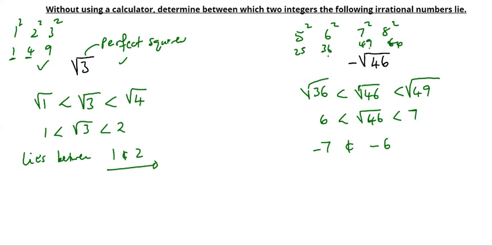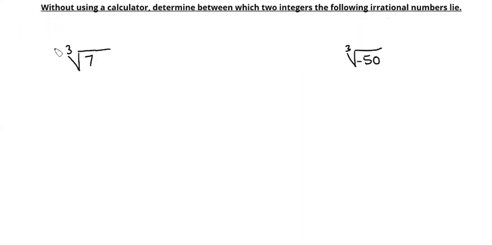So let's go on to the cubes. With cubes, we're going to do the same again. We need to get perfect cubes close to 7. How would we get that? We're going to start here: 1 cubed is 1, and 2 cubed is going to give us 8.